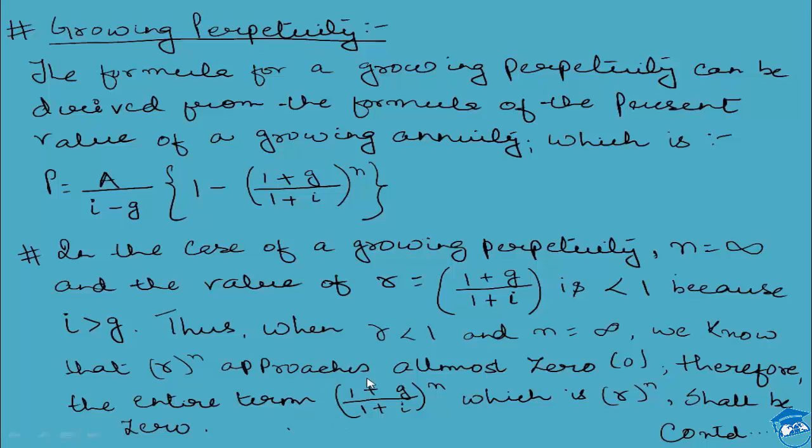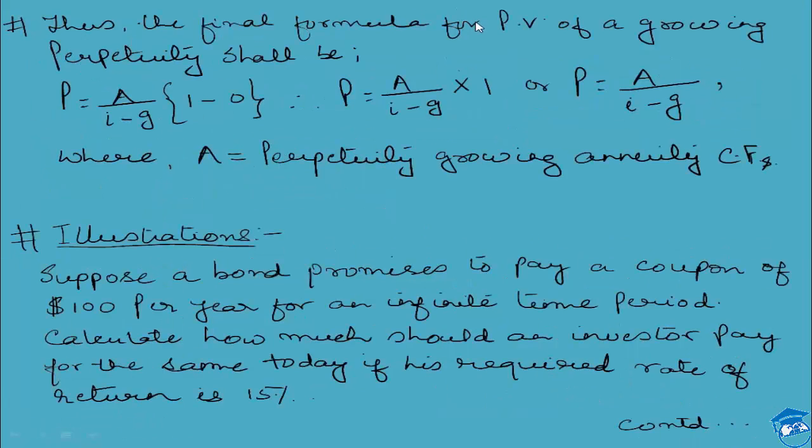Therefore, the entire term ((1 plus g) upon (1 plus I)) to the power of n shall be 0. So when this becomes 0, the final formula for present value of a growing perpetuity shall be P is equal to A upon I minus g, within curly brackets 1 minus 0, that is 1. Finally, the formula becomes P is equal to A upon I minus g.